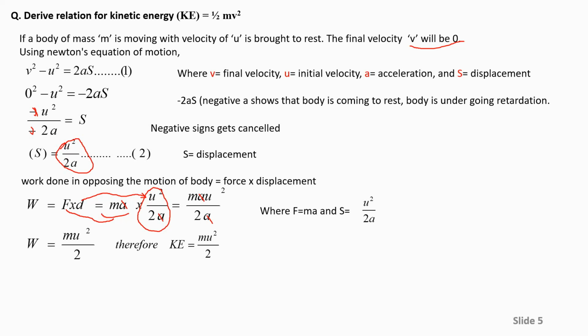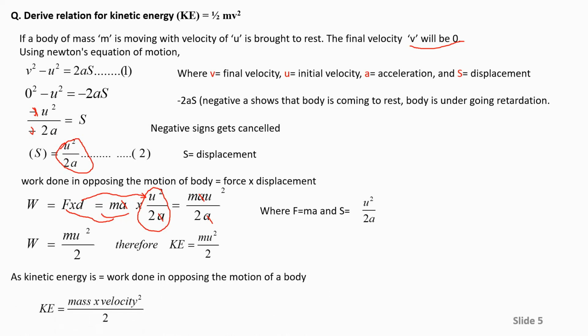Finally we get kinetic energy is mu square over 2, and since u is also velocity and kinetic energy is the amount of work done in opposing the motion of the body, we have got mass times velocity square divided by 2. So finally we write kinetic energy as K is equal to mv square over 2. Now let's look at some examples of kinetic energy.